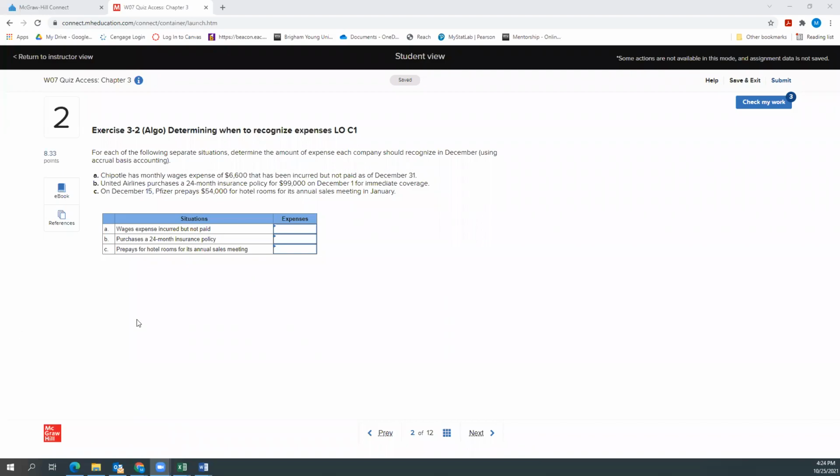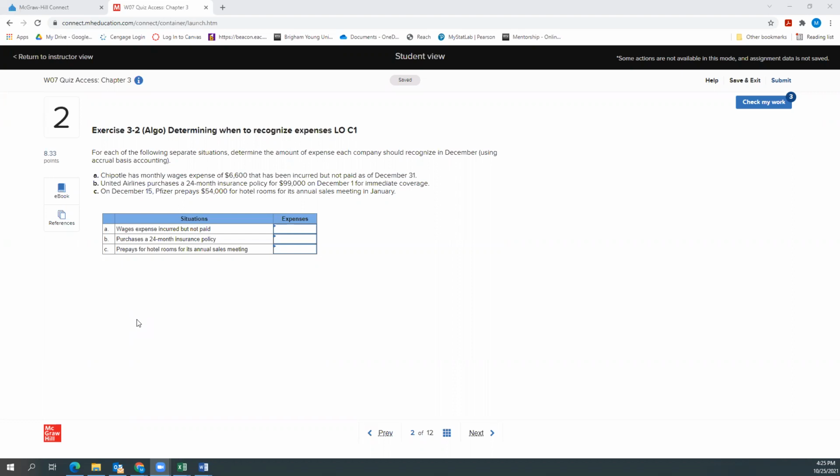Everybody, this is exercise 3-2 on the week 7 quiz access for chapter 3. I had a couple students with questions, so I thought I'd work it out for everyone and just sort of talk through what it means. I think maybe that's the bigger issue at hand: what does each of these items mean?